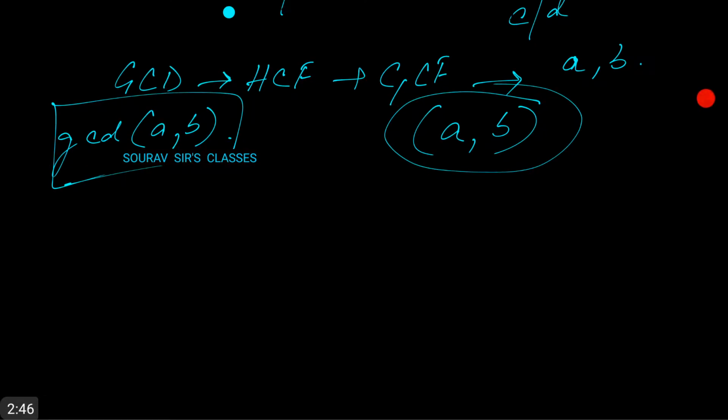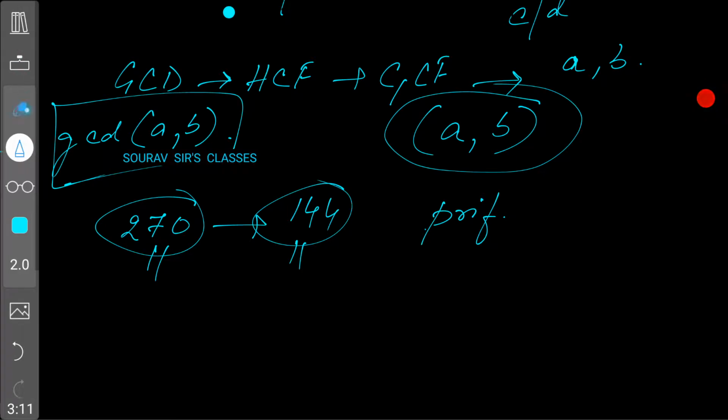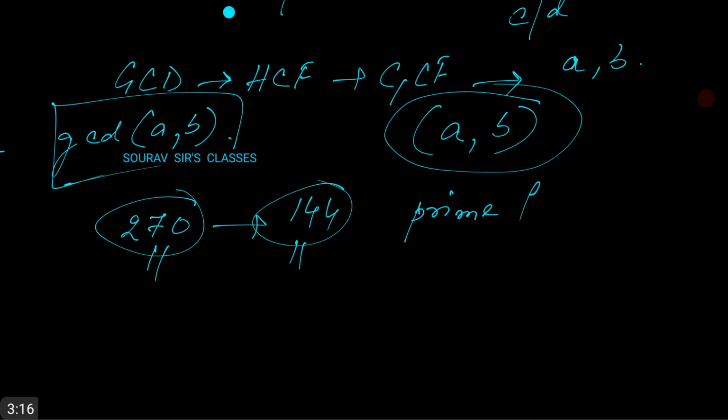So suppose you have any two numbers. Let's suppose you have 270 and 144, and you want to find the GCD. So what do you do? What did you do when you were in 3rd grade? You used to prime factorize. You used to use prime factorization to determine the GCD.